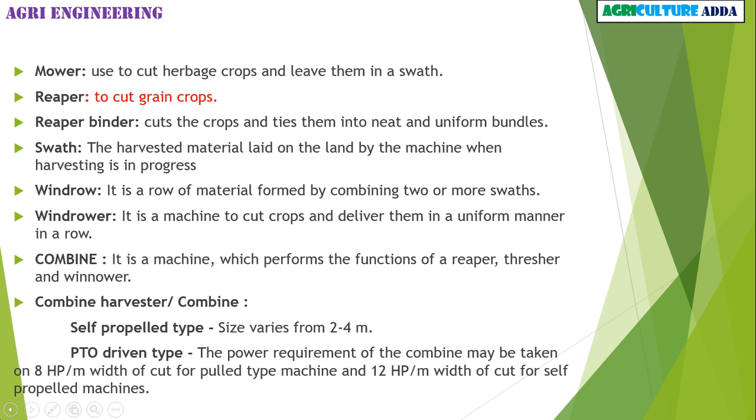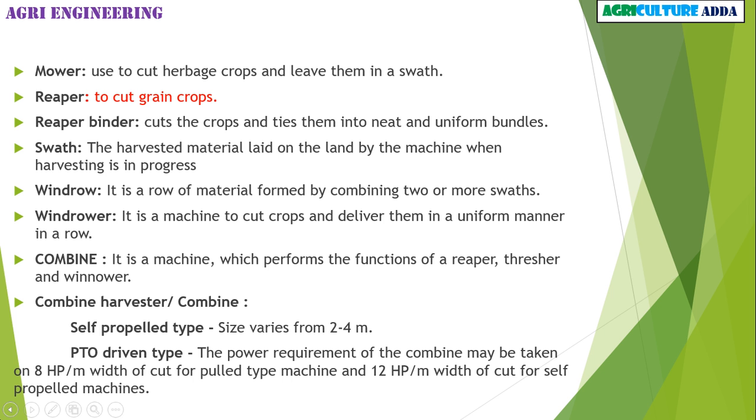This is some of the machines and their definitions. Mower is used to cut herbage crops and leave them in a swath. Reaper is to cut grain crops, and reaper binder cuts the crops and ties them into neat and uniform bundles. Swath is the harvested material laid on the land by the machine when harvesting is in progress. And windrow is a row of material formed by combining two or more swaths. And windrower is a machine to cut crops and deliver them in a uniform manner in a row.